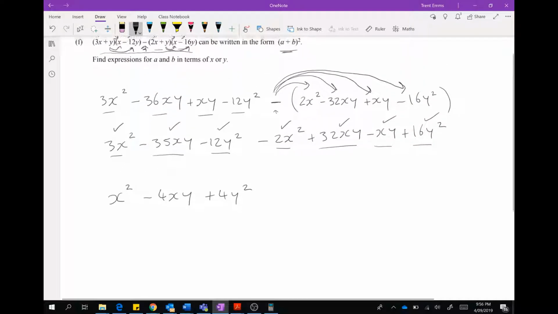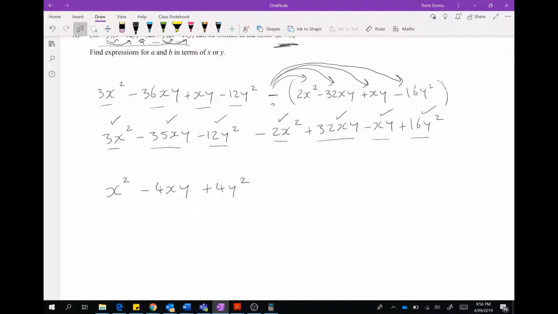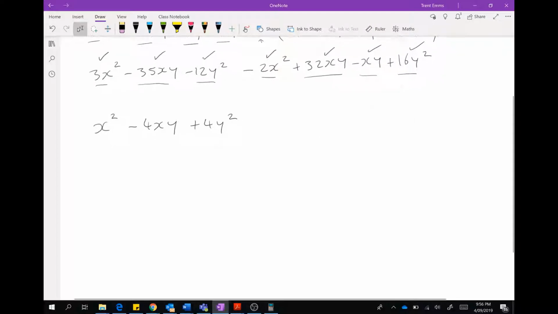So we've expanded it all, simplified it down, and we've got to get it in that form of the a plus b all squared. So this is where the knowledge of being able to complete a square will really come in handy. I'm going to give you an example over here of a perfect square and what to look for and how to go about completing it.